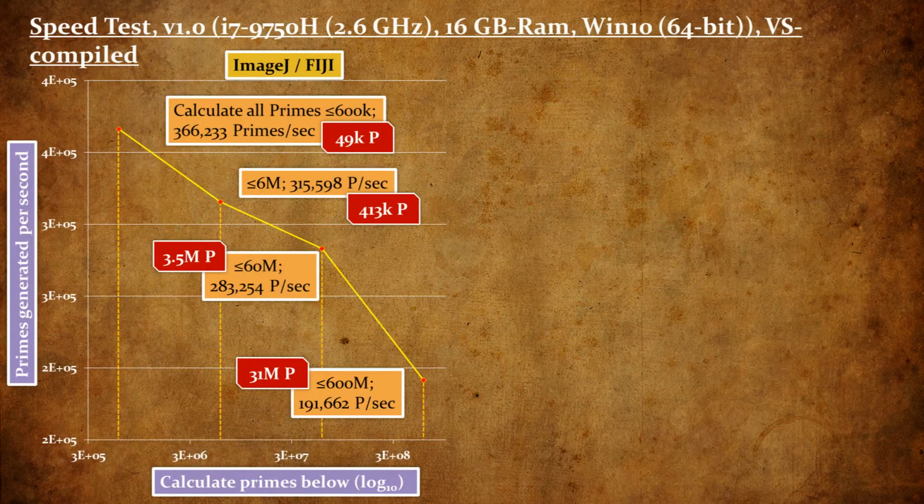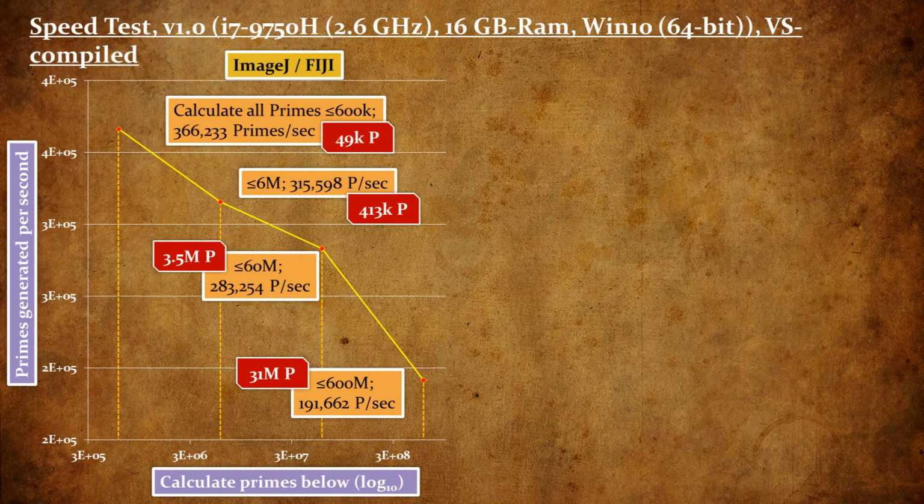Time for a speed test, and we start with ImageJ. First we calculate all the primes that are smaller than 600,000. That is roughly 49,000 primes, and we can calculate them at a rate of 366,000 primes per second. The hardware limit of my machine is reached when we try to calculate all the primes smaller than 600 million. That's about 31 million prime numbers, and we still have a rate of more than 191,000 prime numbers per second.